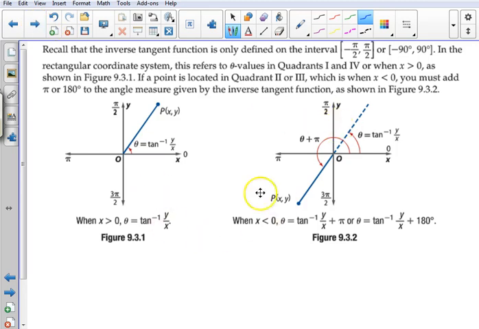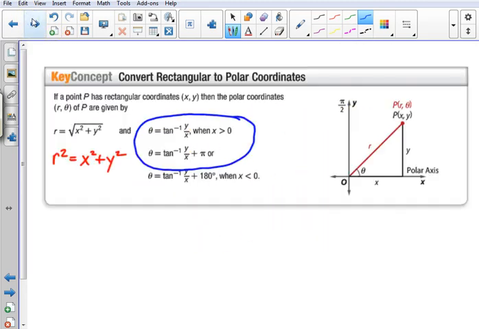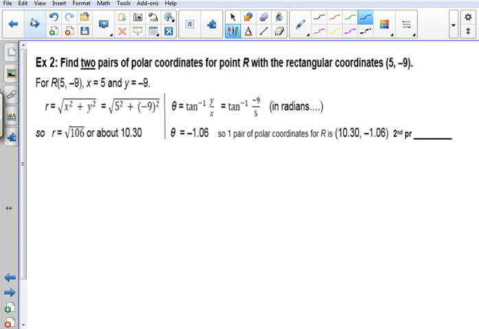Recall, oh, we already know all this, right? That sometimes it gives us the wrong quadrant. We're just too smart for that. Okay. So this says give 2. Oh my goodness. Find 2 rectangular coordinates for 5, negative 9.